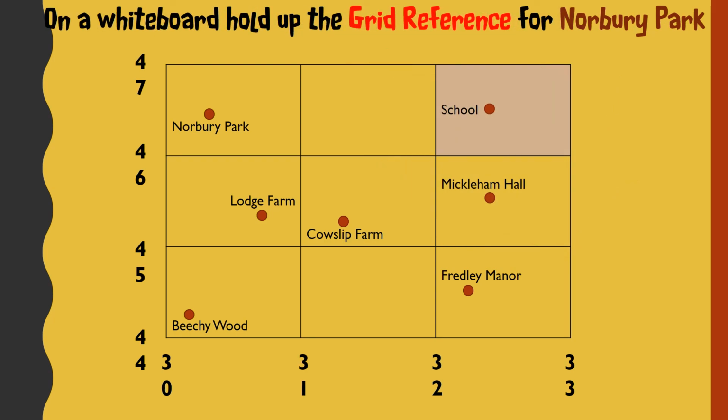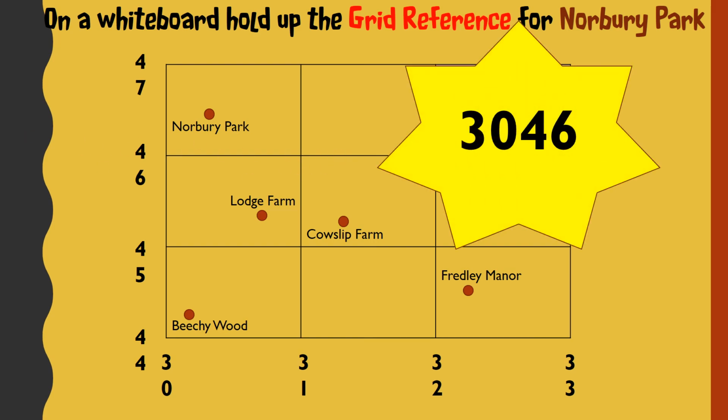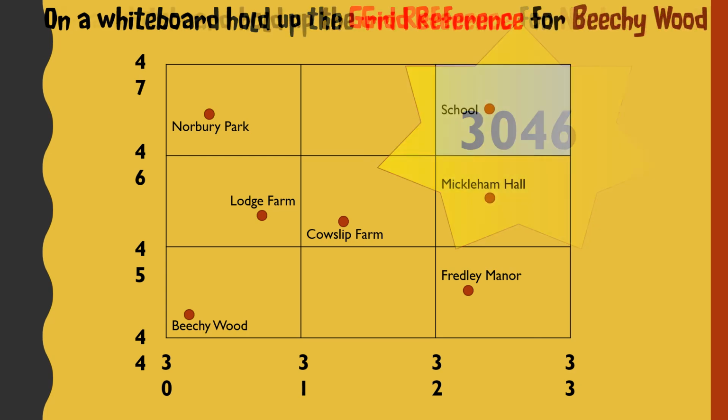What about Norbury Park? Norbury Park, top corner this time. Take the number on the left and the number on the bottom. Your grid reference is 3046.